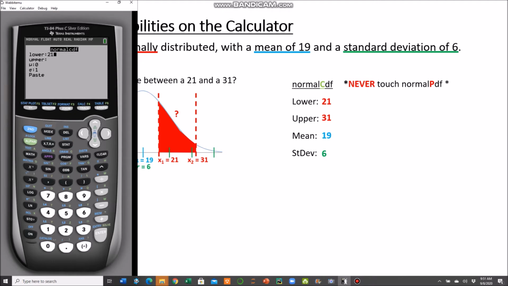So our lower boundary, our left boundary, was 21. Upper was 31. Our mean, our mu, is 19, and our standard deviation, or sigma, is 6. Hit paste, hit enter, and I mistyped that in. See how you get a negative area? That tells you probably typed something incorrectly. Let's jump back in, normal CDF, and that's supposed to be 31. So between 21 and 31, there you go. 0.3467 is the area under the curve between these two values.